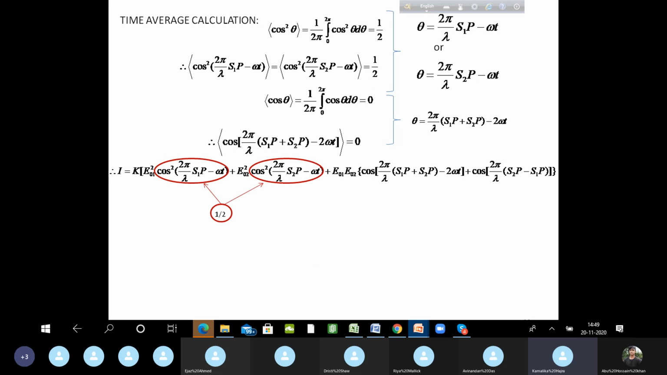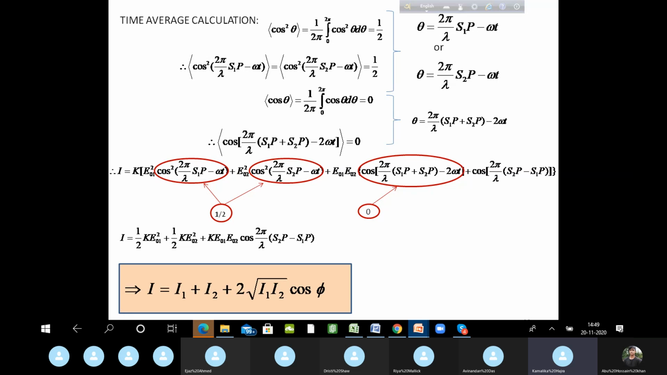So in this expression, we have two terms giving us half. We have two cosine square terms, each will contribute half, and the cosine term containing omega t will give you 0. Of course, this last term does not contain omega t, so it will remain as it is. So using this, our final expression for intensity is I1 plus I2 plus 2 root over I1 I2 cosine phi. This expression you must remember.